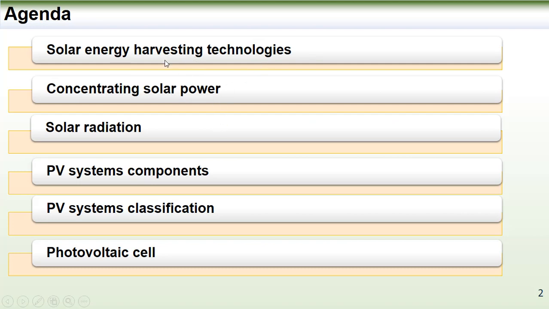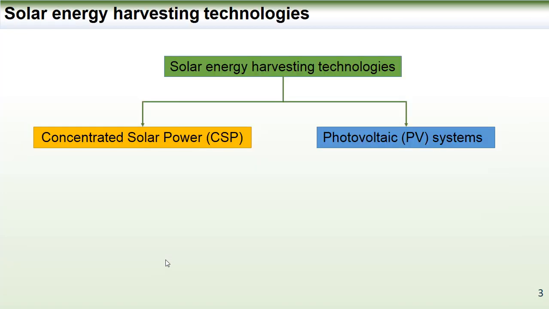First, technologies or systems which utilize solar energy will be presented briefly, including concentrated solar power, a brief introduction to solar radiation, PV system components and the classification, and then we'll start with the first component of any PV system, which is the photovoltaic cell and therefore the photovoltaic module.